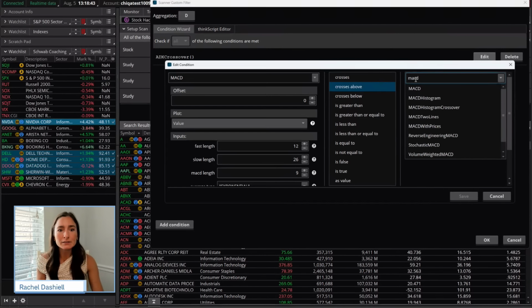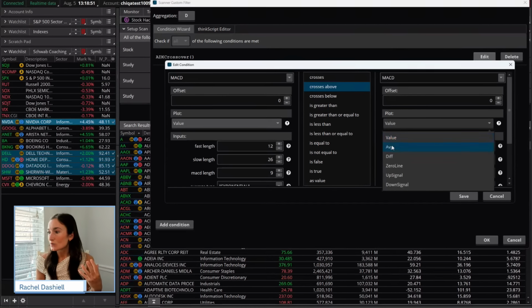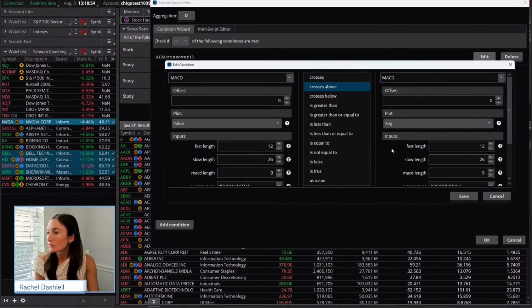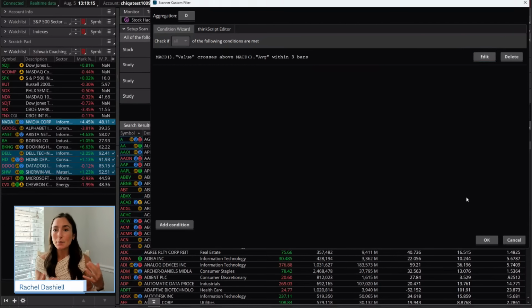And we're going to type in MACD. And for the plot, instead of value, because that's the MACD line, we are going to use the average. So the average is that 9-period EMA of that MACD line. So this is what the signal line is. That's the average. And so we're going to scroll down and we're going to say within 3 bars. So that's saying this stock had a MACD bullish crossover within the last 3 days. So we're going to hit save. And that means that momentum is accelerating, is igniting to the upside. So we're going to click OK on that one.